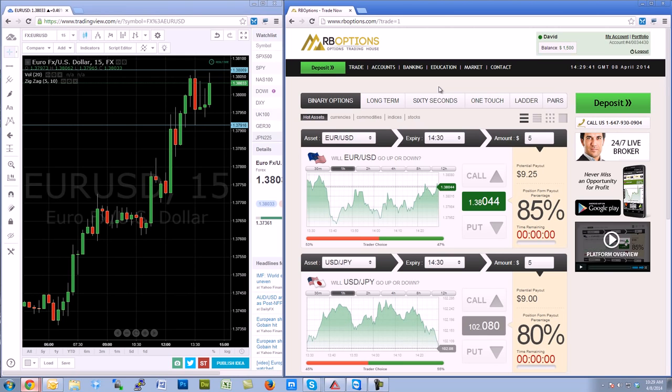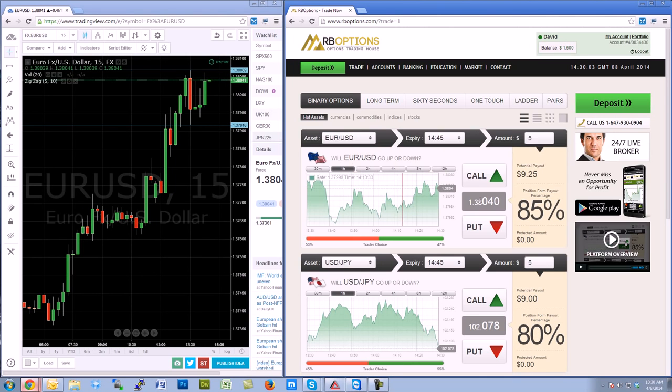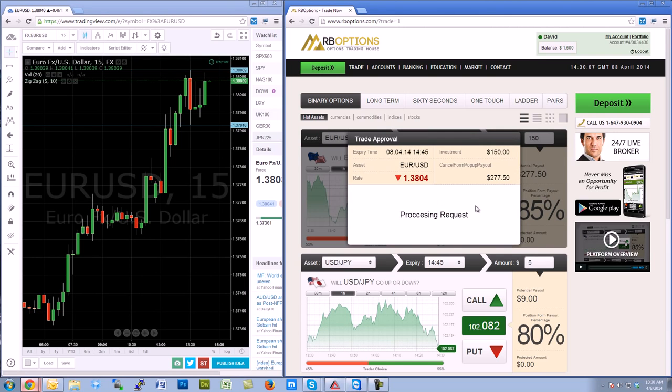Alright, so we have about 20 seconds left. I'm going to go ahead and get set up for this trade. So we're going to do a put, 30-minute. I'm going to invest $150. If it lets me click it for some reason. There we go. So we're doing $150. And I got in a little late, but that's okay.